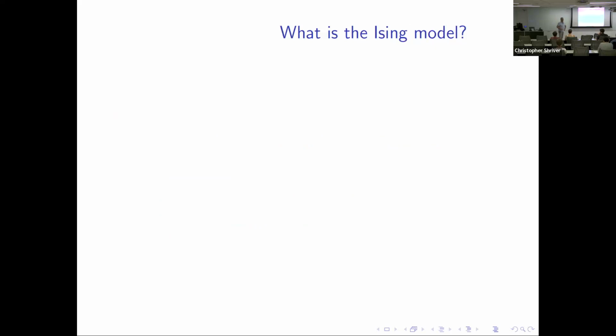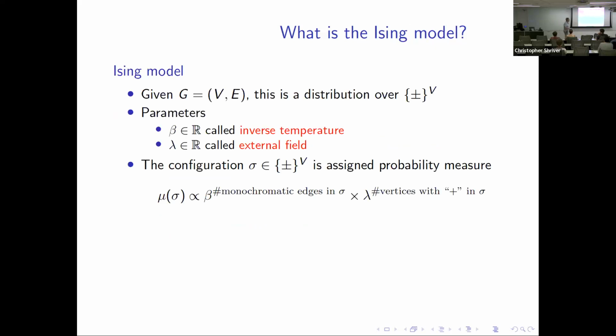Let me remind you what the Ising model is, in the way I'm viewing it. Given some graph G, the Ising model is a distribution over assignments of plus or minus 1 to the vertices of the graph. We have these two parameters, beta and lambda. Beta is usually called the inverse temperature. Lambda is the external field. This comes from physics, of course.